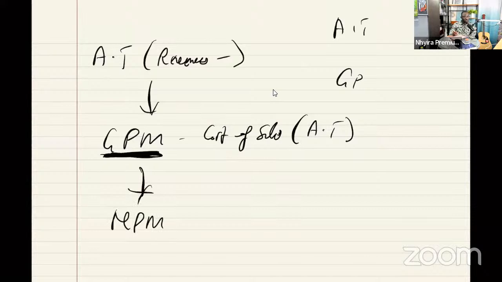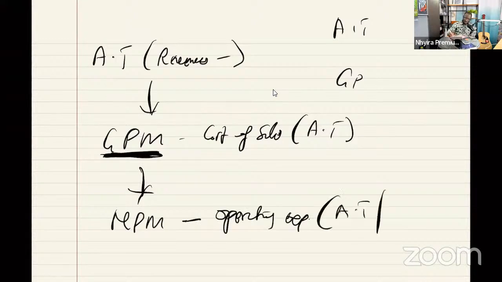When I'm explaining net profit margin, yes, I'm focusing on operating expenses and whether they are increasing or reducing, but I have to make reference to asset turnover. I have to make reference to gross profit margin. And they are connected so that you don't make contradictory statements in that particular case.